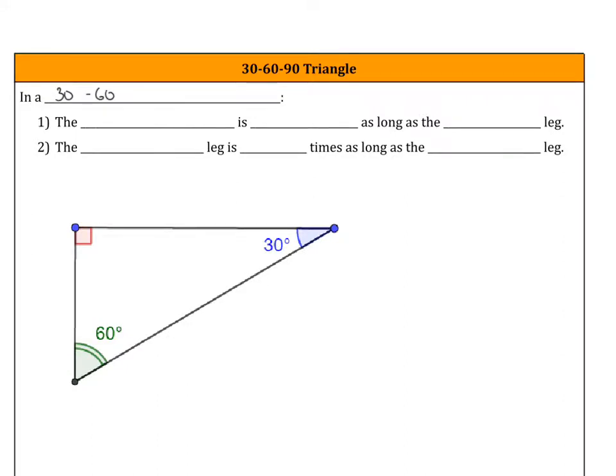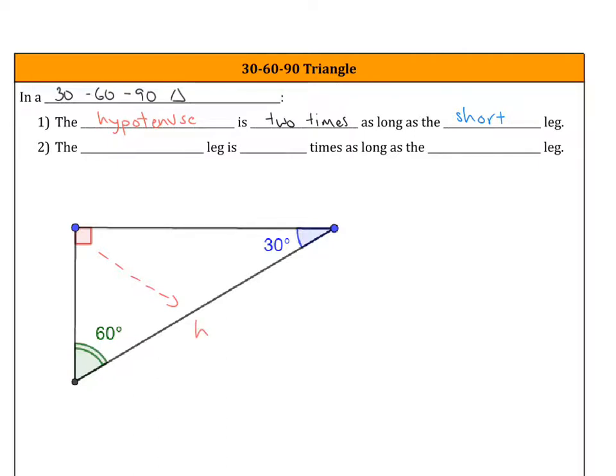So in a 30, 60, 90 triangle, the hypotenuse is 2 times as long as the short leg. So that's our first relationship. Now, the question is, which leg is the short leg? I can always quickly identify my hypotenuse. It is across from the right angle.